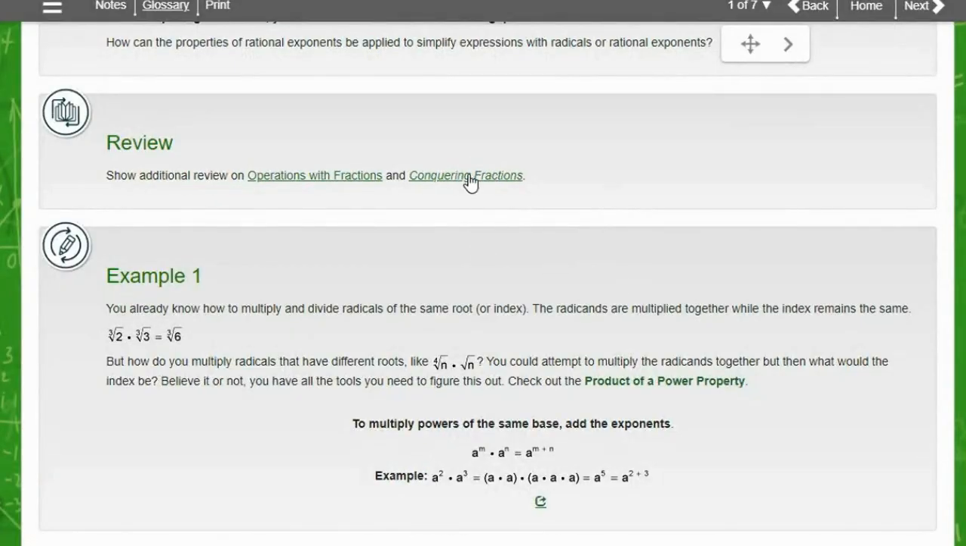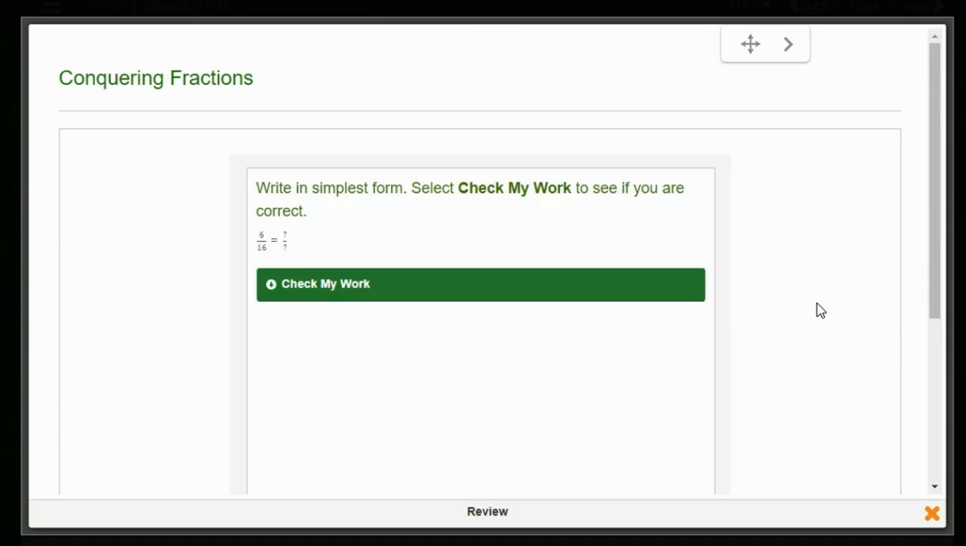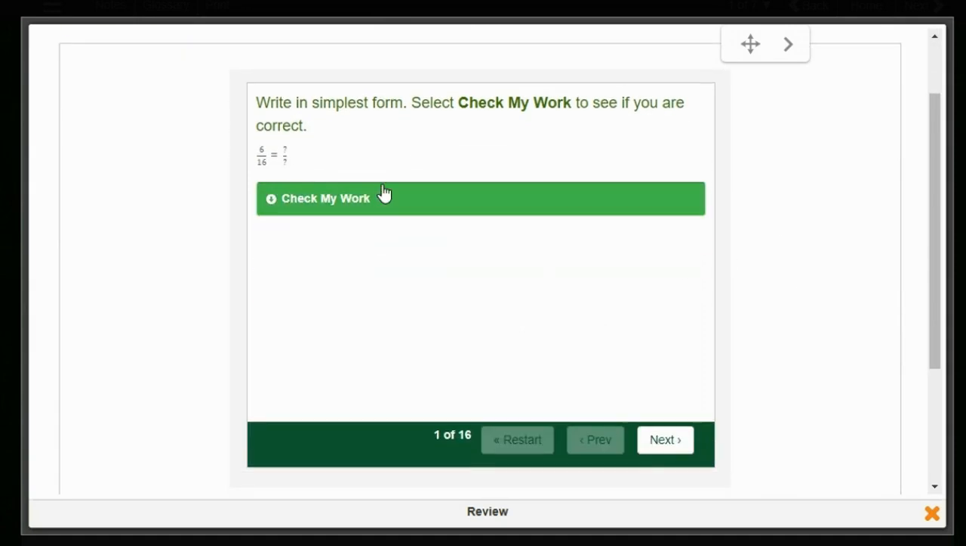Okay, and conquering fractions. Let's see what that one's reviewing. I know the fraction operations. I'm not sure what they're reviewing here. Oh, writing it in its simple form. That's simplifying. 6 over 16. Well, you can divide that by 2 over 2, right? So that becomes 3, and that becomes 8. So it's 3/8 because I'm dividing it by 2 over 2. So that's got some of that.